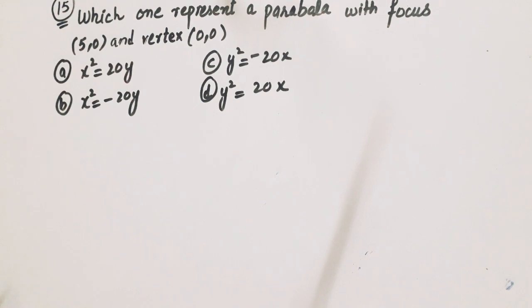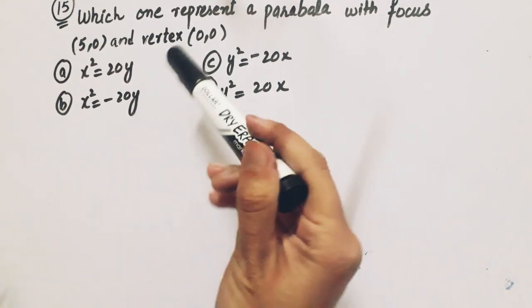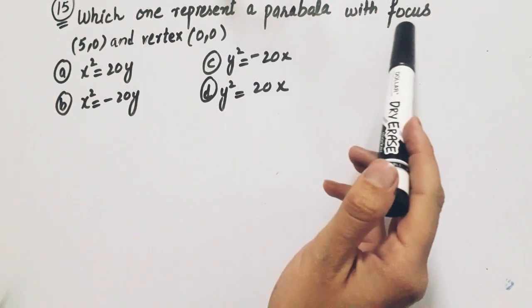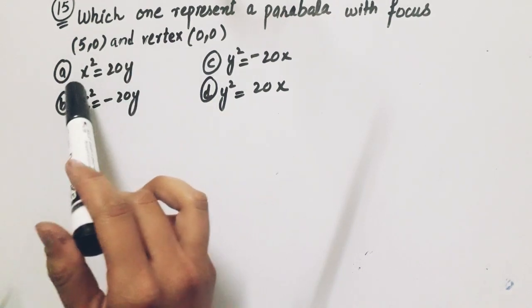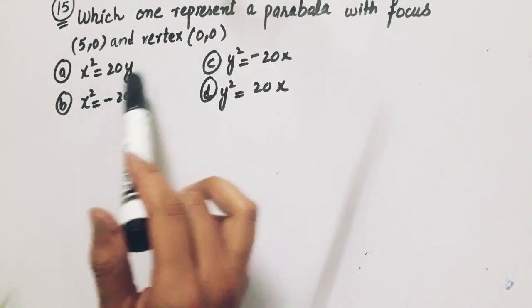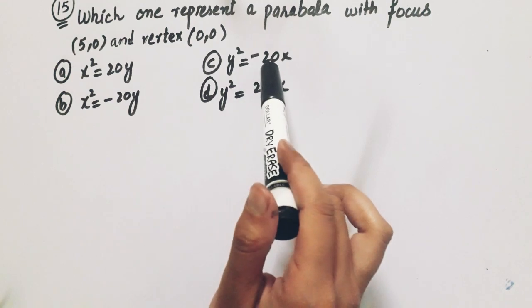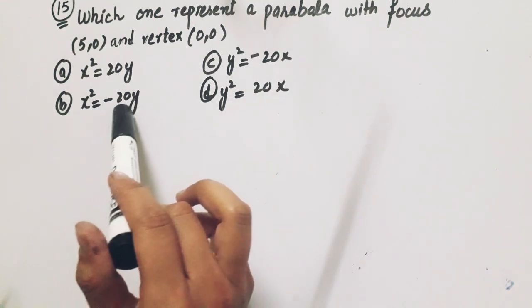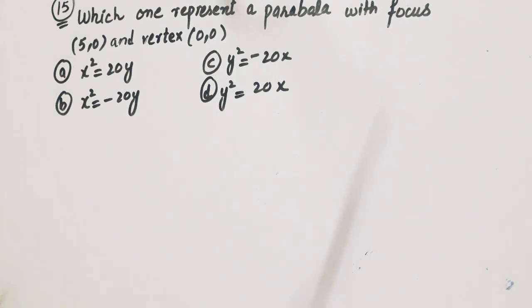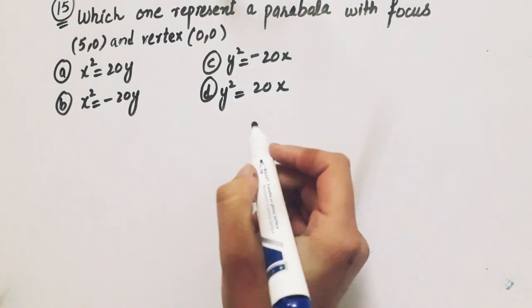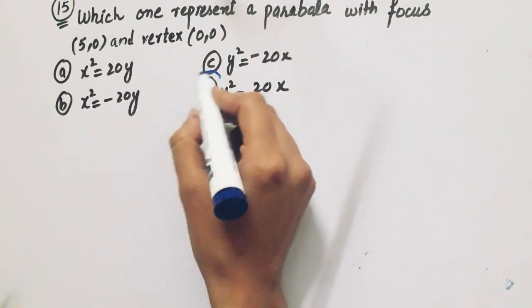Now MCQ 15 is: which one represents a parabola with focus (5, 0) and vertex (0, 0)? The options are x square is equal to 20y, y square is equal to minus 20x, x square is equal to minus 20y, or the last option, y square is equal to 20x. So the right answer of this MCQ is y square is equal to 20x.